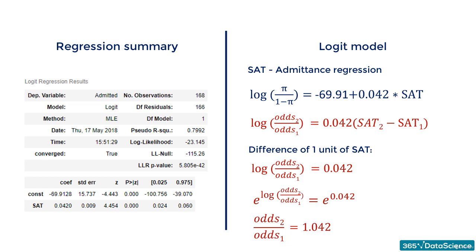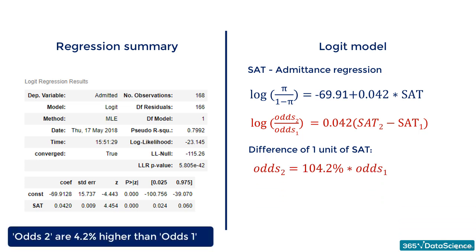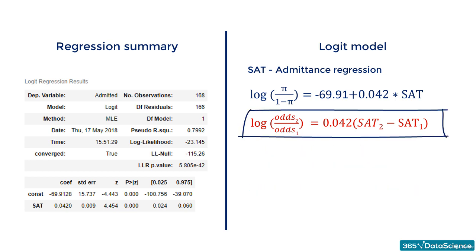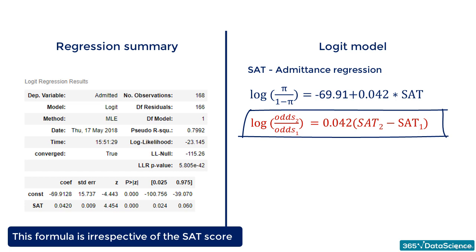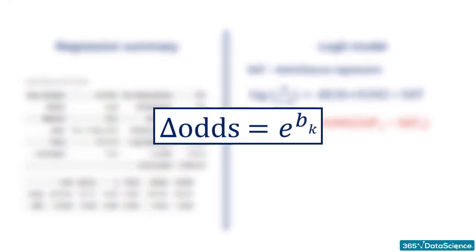This can be rearranged to odds 2 is 104.2% of odds 1, or odds 2 is 4.2% higher than odds 1. Great! So, when the SAT score increases by 1, the odds of admittance increases by 4.2%. This formula we just derived is irrespective of the SAT score. It only takes into account the size of the difference. Therefore, we can derive the general rule. For a unit change in a variable, the change in the odds equals the exponential of the coefficient. That exactly is what provides us with a way to interpret the coefficients of a logistic regression.